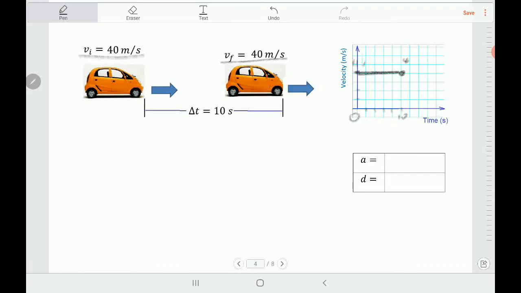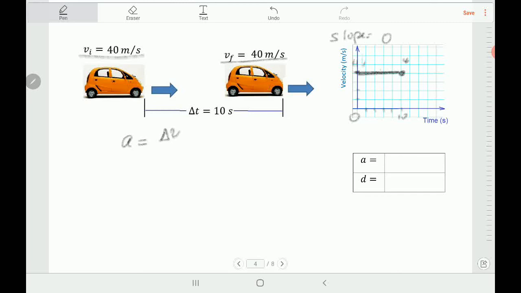What do you observe here? We observe that the slope of the straight line is equal to 0. Why is it 0? Because there is no change in the y-axis. There is no change in the velocity. The deviation is 0. It is parallel to the x-axis, so the slope is 0. What does it mean? Okay, let's write the equation.